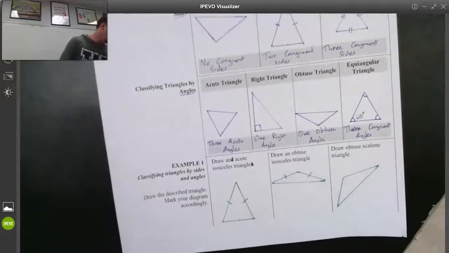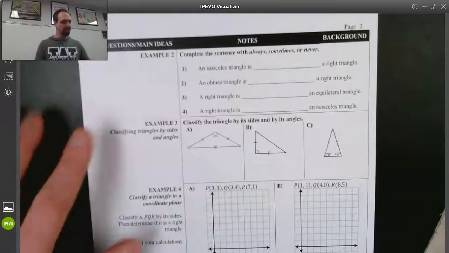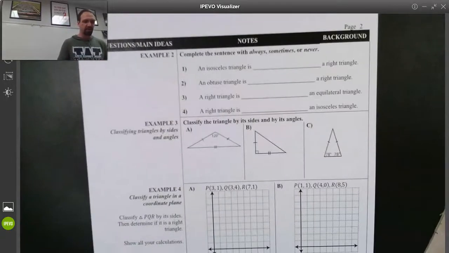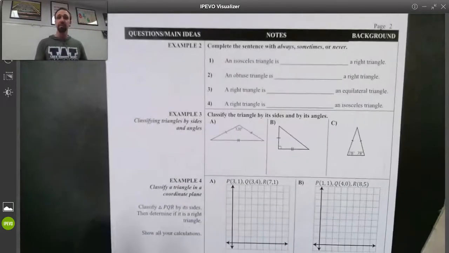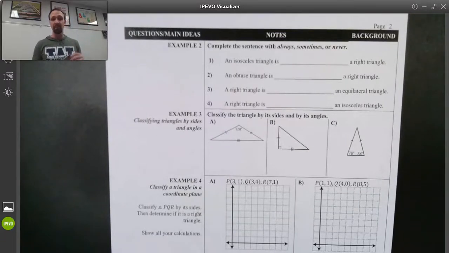Page 2 now goes over example 2 here. For this one, it says complete the sentence with the words always, sometimes, or never. What I would do right now is go ahead and pause the video, try these, filling out with your pencil, fill out what you think to be true. So always, sometimes, never. Pause the video, see what you get, and we'll talk about it.